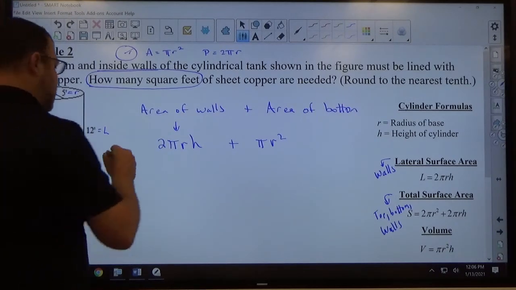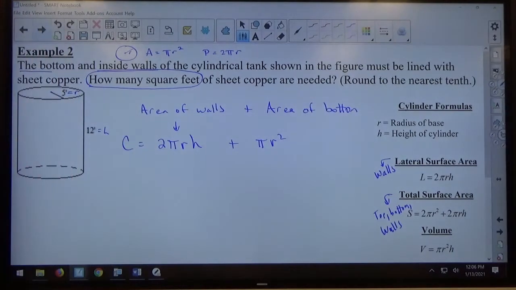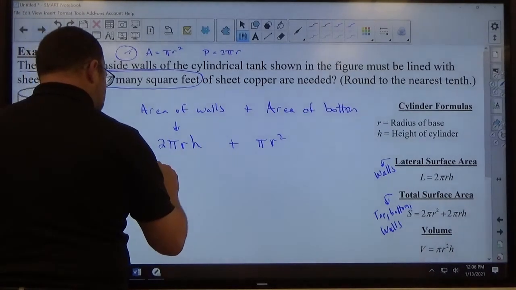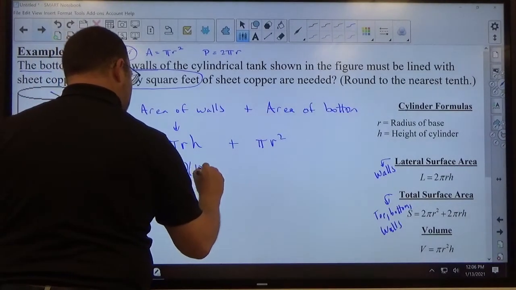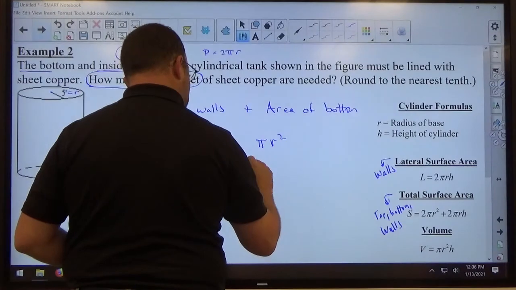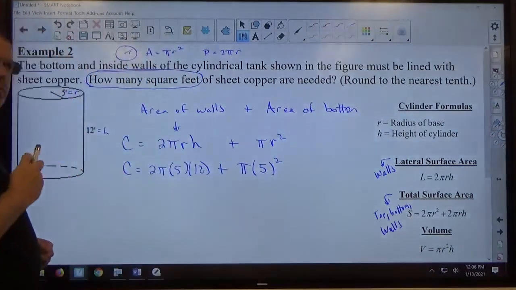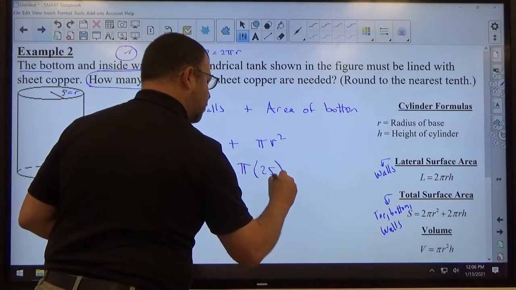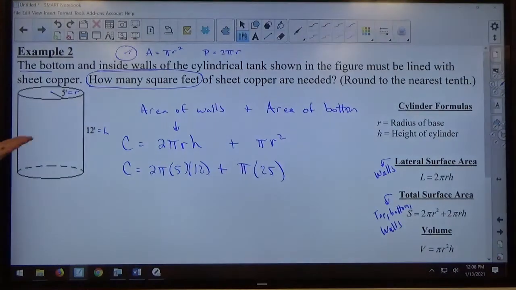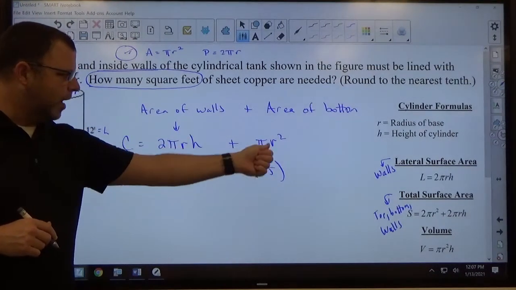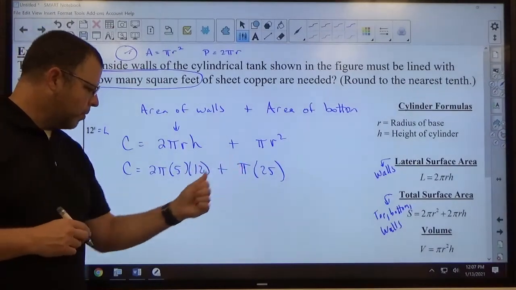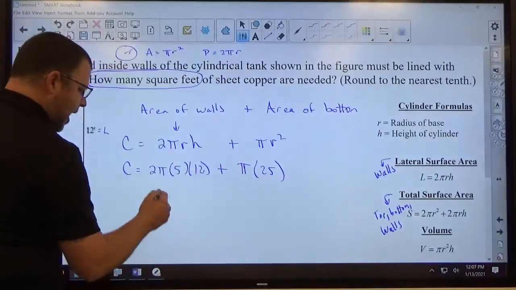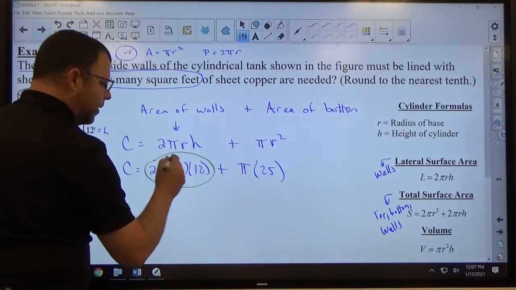So the amount of sheet copper needed, I'm going to put this letter C to represent that, C for copper. There's nothing magical about the letter I picked. I just picked C because it starts with the right letter. So the amount of sheet copper we need is going to be 2 pi times 5 times 12 plus pi times 5 squared. What's 5 squared? 25. So I could even write pi times 25 here. Product plus product, order of operations tells me I have to do all this product and add it to all this product.